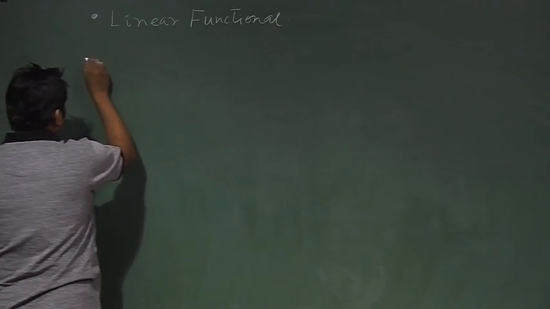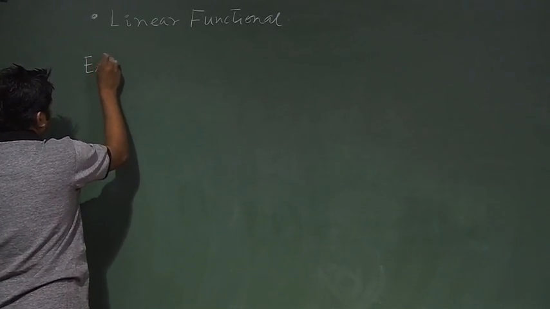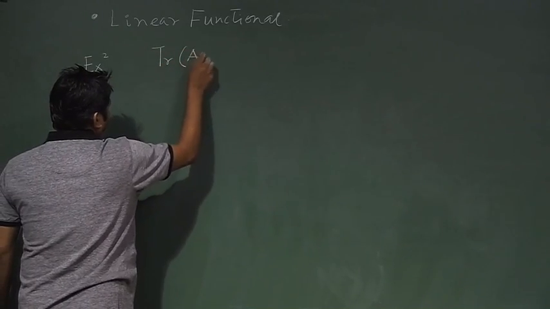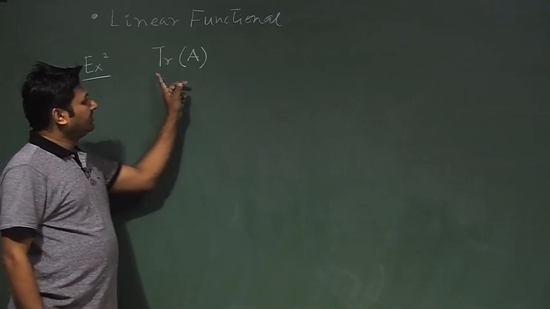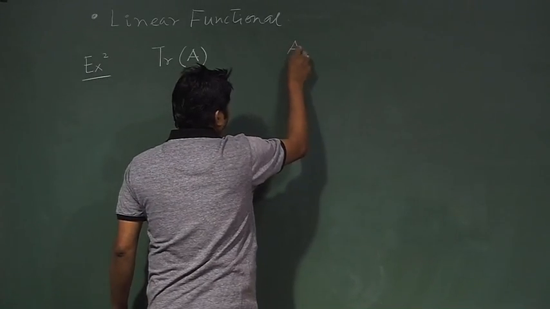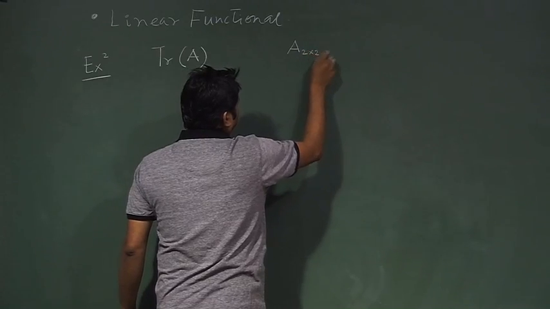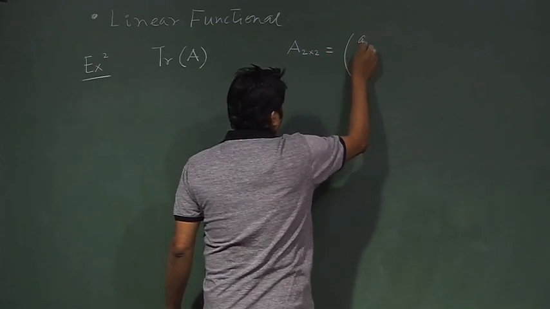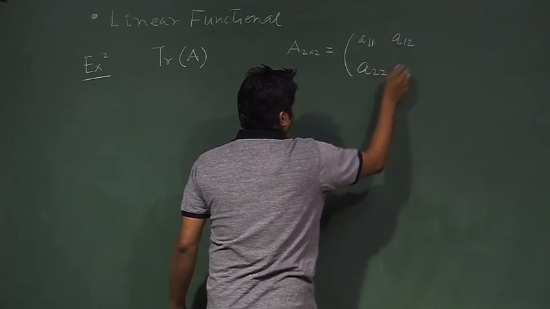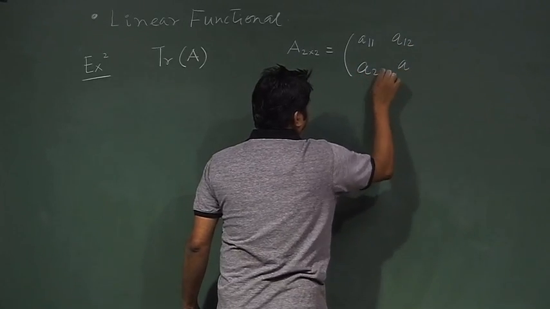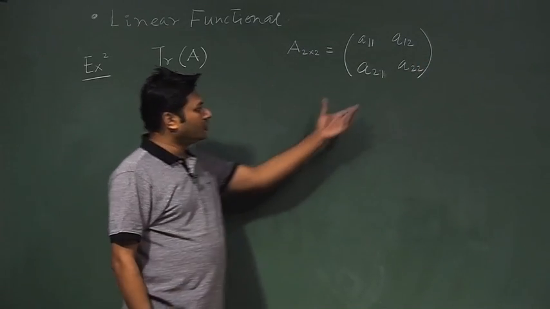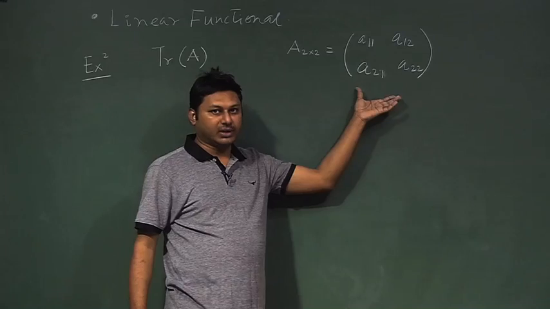So, the next example, example 2, is the trace of a matrix. So, what is the trace of a matrix? Say a 2 by 2 matrix can be represented as A11, A12, A21, A22. This is the 2 by 2 matrix, the elements I can write in this way.